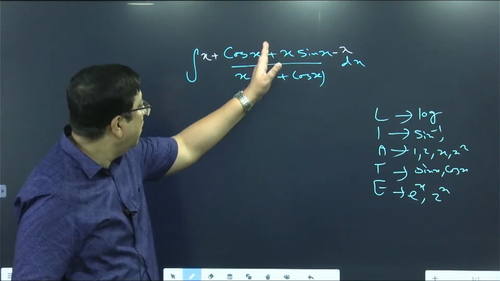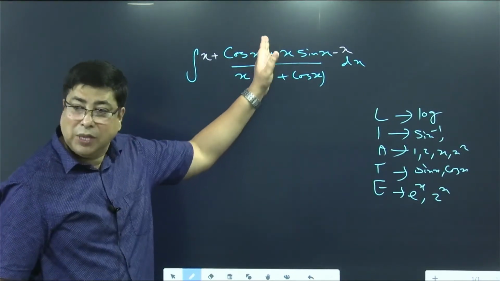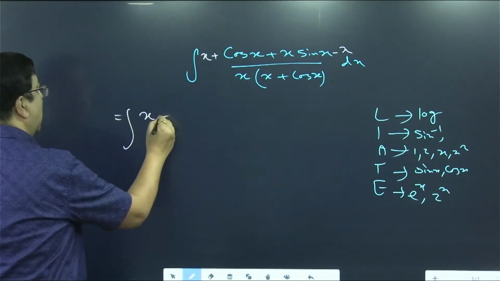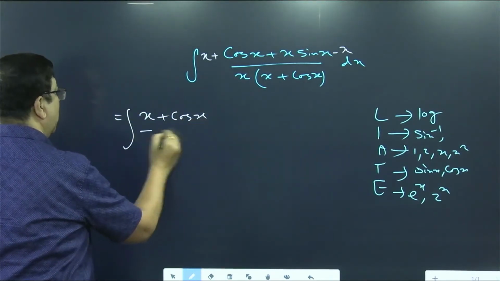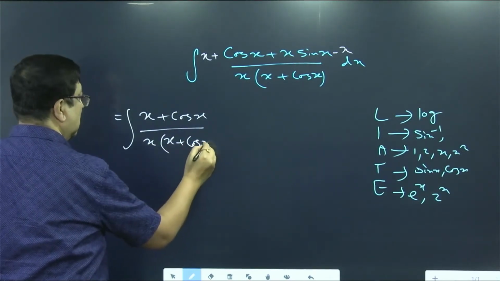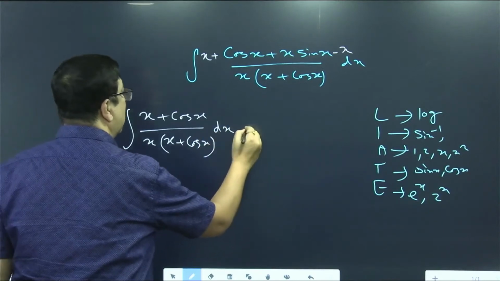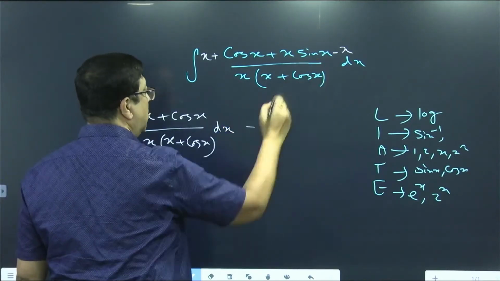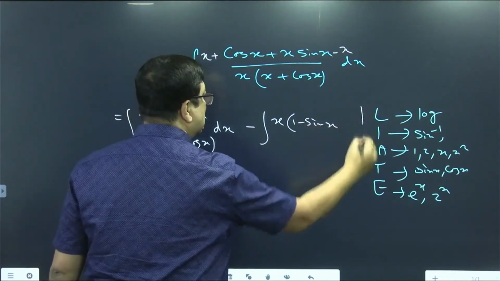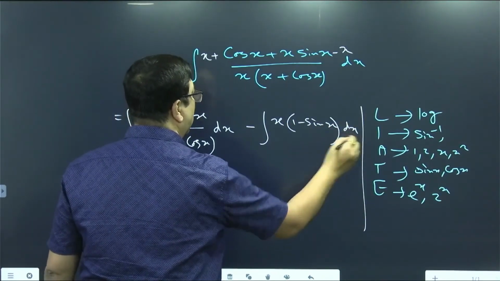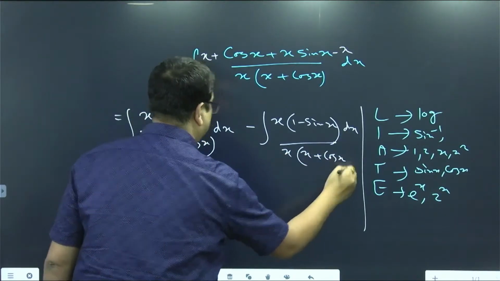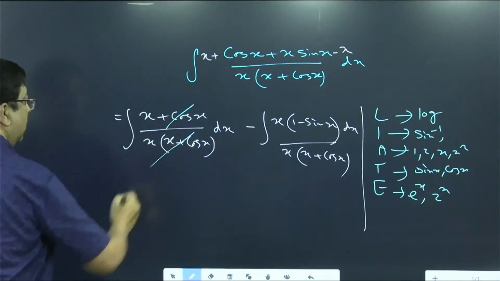I am separating from the middle. Therefore, we are getting (x plus cos x) by x into (x plus cos x), separating x plus cos x, minus, if I take x common, 1 minus sin x by x into (x plus cos x), and the sum is done. Just see everybody, it is cancelled.